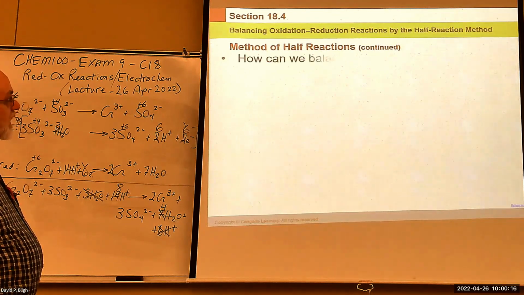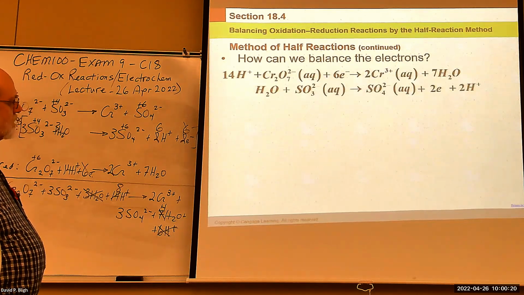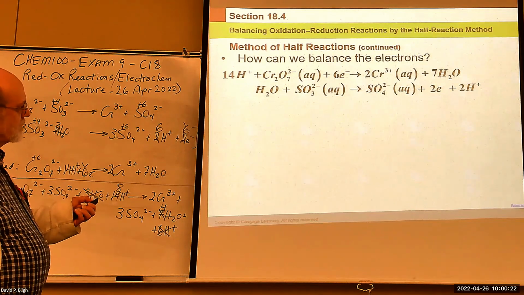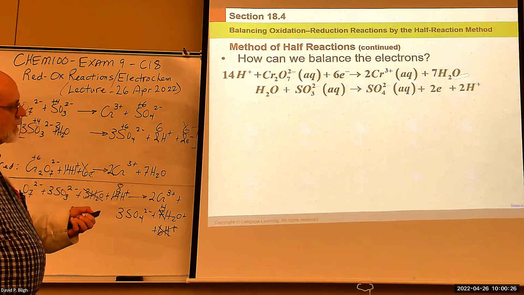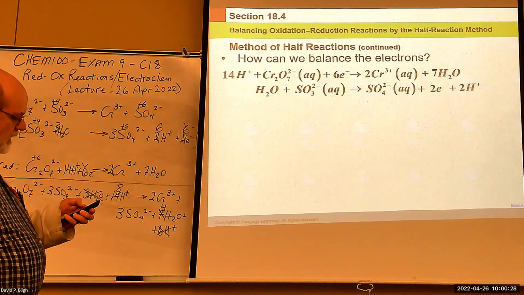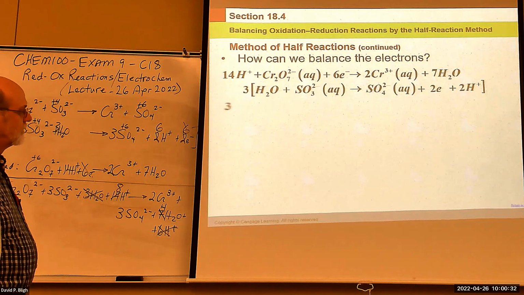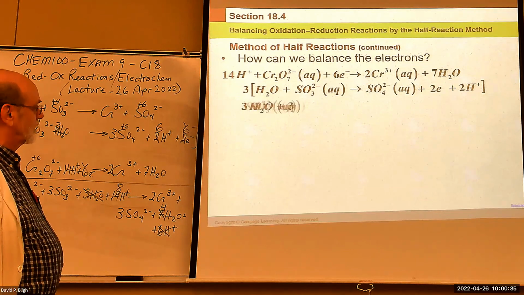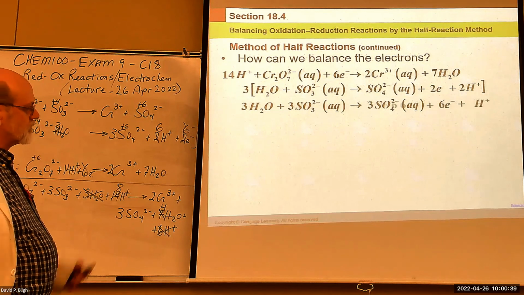The next slide, we're going to reconcile the electrons. Notice here we've got 6 in this one, 2 in that one, just like before, and I'm missing my negative sign on the electron. Multiply by 3. Now we can add the 2 equations together.